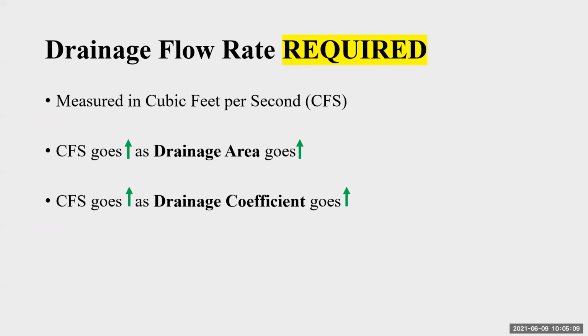For the first two, the only thing you really have to keep in mind is that if you increase your drainage area that goes through the main, obviously that increases the amount of flow that has to be carried by that main. So those are directly proportional. And the same goes with the drainage coefficient, which I'll talk about on the next slide. If you increase that, you also have to increase the amount of flow that the pipe can carry.